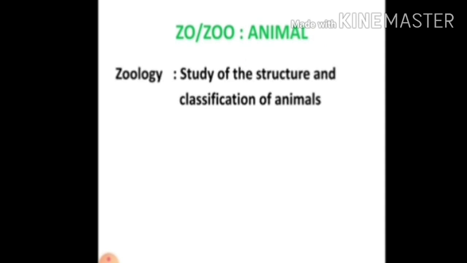The next root is zoo or zo, animal. So the first word is zoology. You know about zoology, the study of the structure and classification of animals. And the next one is zoolatry, which actually means animal worship. So these are the roots for today.